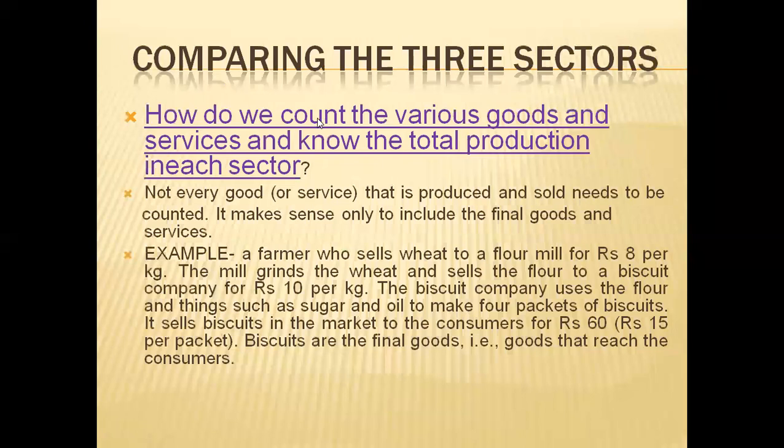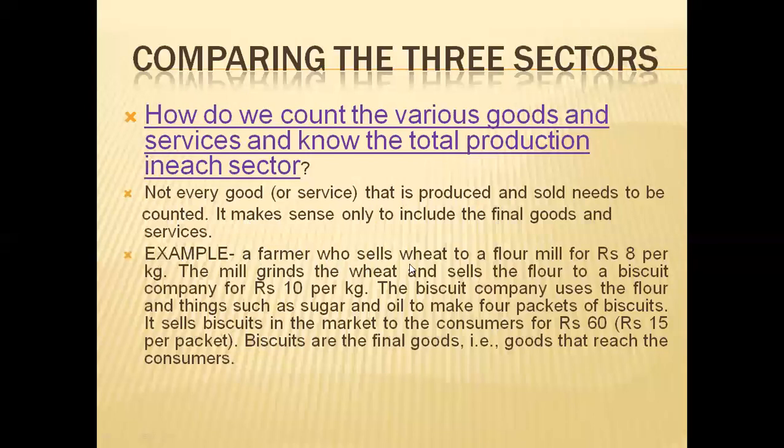First topic is how do we count the various goods and services and know the total production in each sector. For calculating production in each sector, there is no need to calculate every good or service produced and sold. We only include the value of final goods and services. It can be better understood with the help of an example.